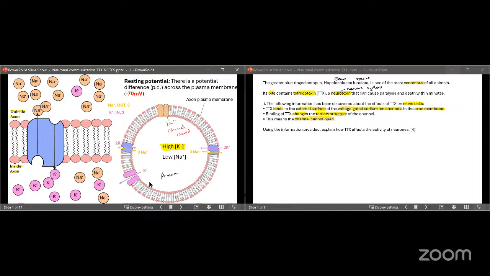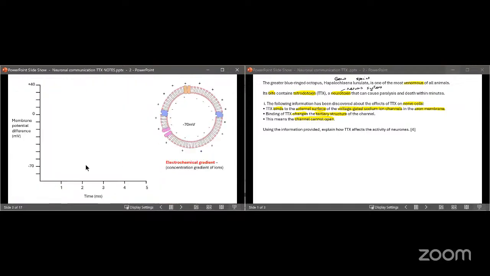You should remember that for potassium, if the channel is there and it is open, it will allow facilitated diffusion through that carrier protein or channel protein to allow the potassium to go through. So we know that our resting state keeps a potential difference across our membrane, more positive on the outside and more negative on the inside, at about minus 70 millivolts. And we want this electrochemical gradient, this concentration gradient of ions, to be different.